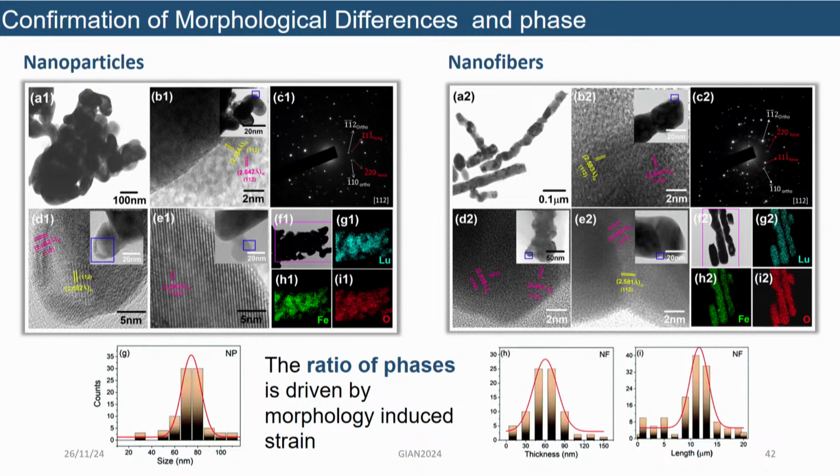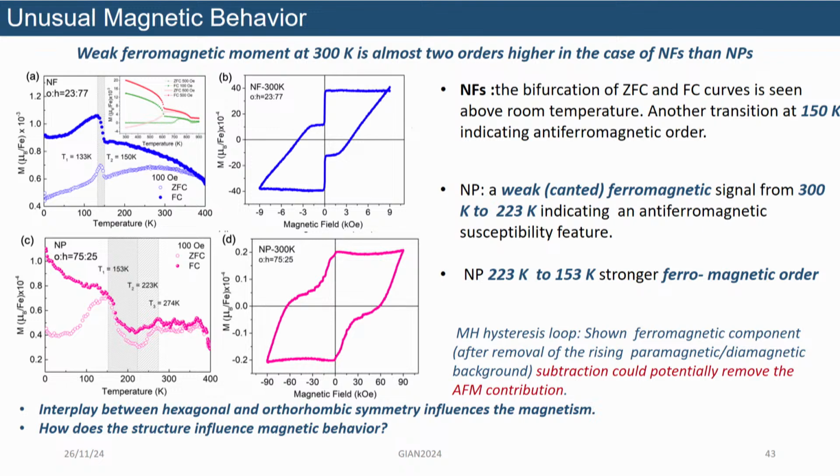So we did TEM. We realized that the sizes and everything are in the range which can be called nano, and then we also found out with high resolution TEM and the diffraction pattern that both phases exist in the material. So it was very well confirmed. Then we observed the magnetic behavior, and you see it is the same material, lutetium, iron, oxygen, but you have different magnetic behavior for the nanoparticles and for the nanofibers.